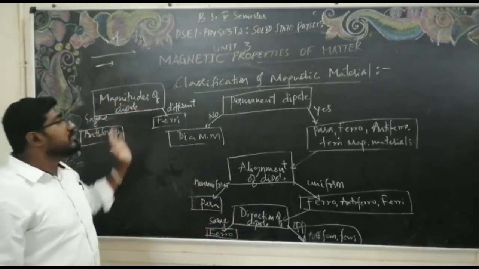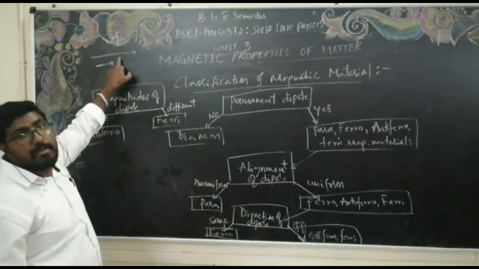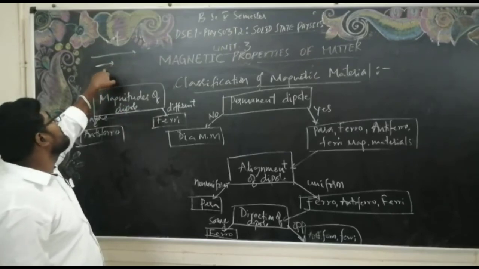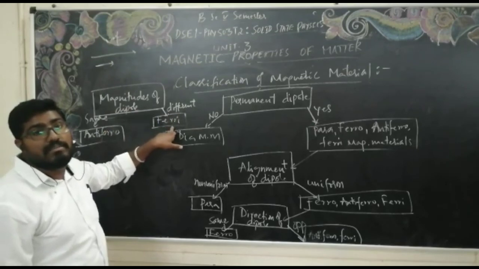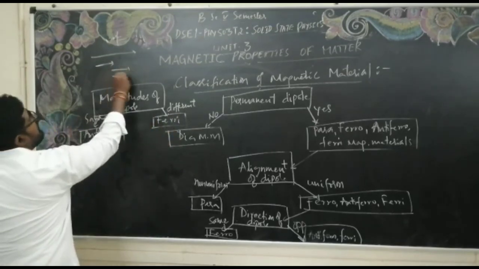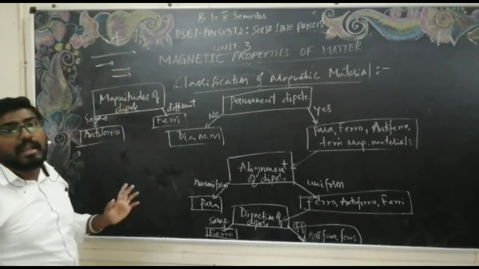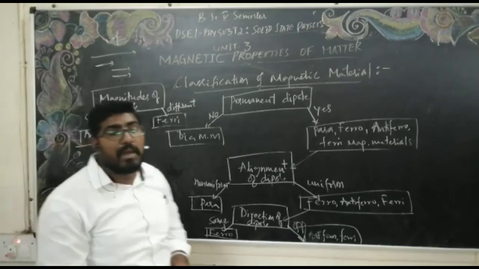If the magnitudes of the dipole are different, that means as I showed here, the magnitude of this dipole and the magnitude of this dipole are totally different. If they are different, those types of material we call ferri. If they are same, that means the magnitudes are same inside, in that case it is our antiferromagnet. This is how the classification of the magnetic materials is done.